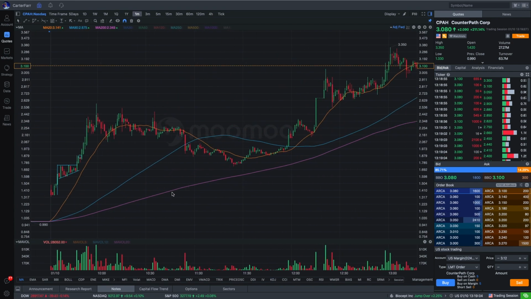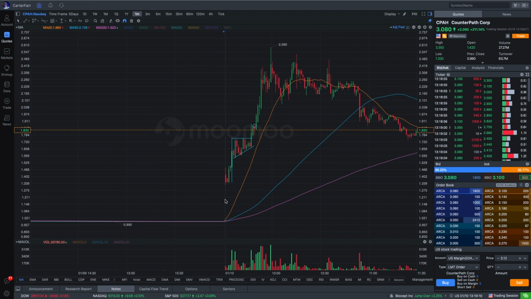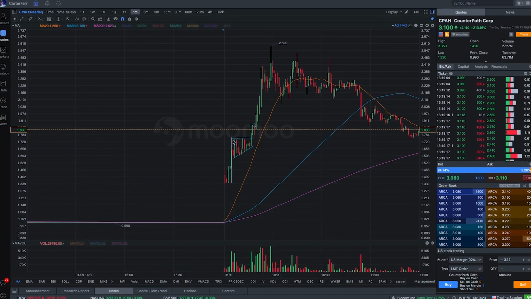So that's what you get, and often you'll get a nice little squeeze out of the gate after. But what would have been the absolute best time to buy with a small account? Honestly, it would have been all the way back here. So as you guys can see, we have this gap. This is the gap and go strategy. So we have a nice little gap here, and we have this squeeze up. 99% of you guys will miss this move going right here.